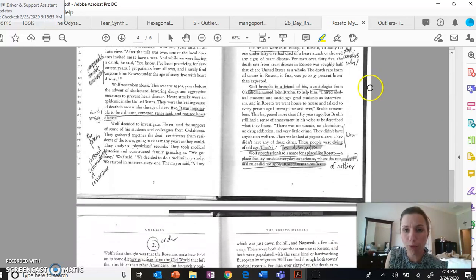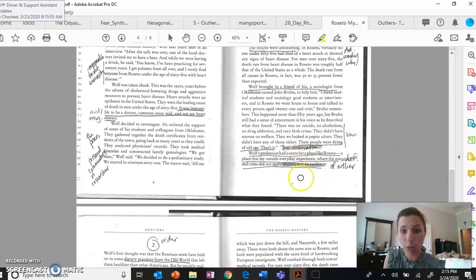Wolf brings in his friend. And so these, of course, are the results. "I hired medical students," and a sense of amazement. "These people were dying of old age. That's it." Which is answering the results. And then, of course, we see that right there. That's the observation. Okay, so we get this sort of curious situation, the process of the researcher, and then the observation.